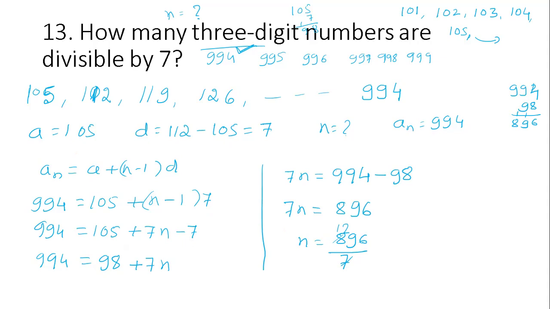17 twos are 14. It becomes 19 minus 14 is 5. It becomes 56. 7 8s are 56. This is 128. N is equal to 128.